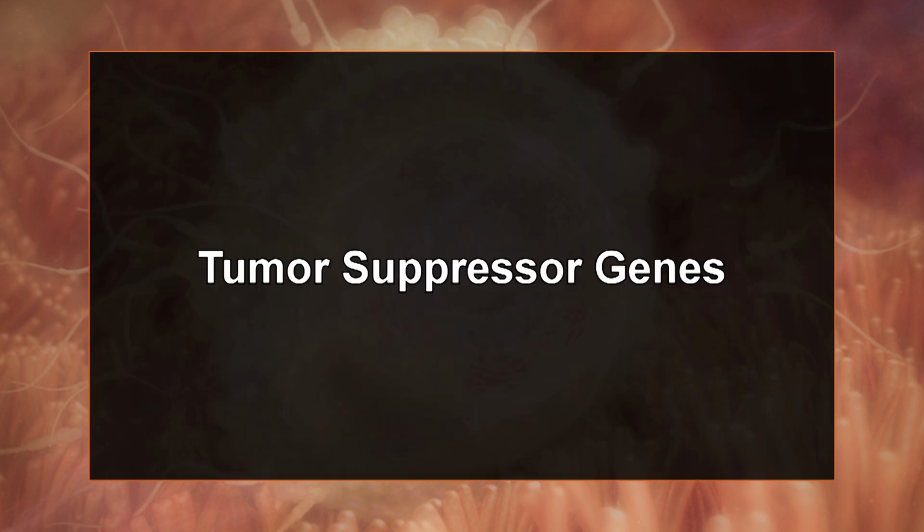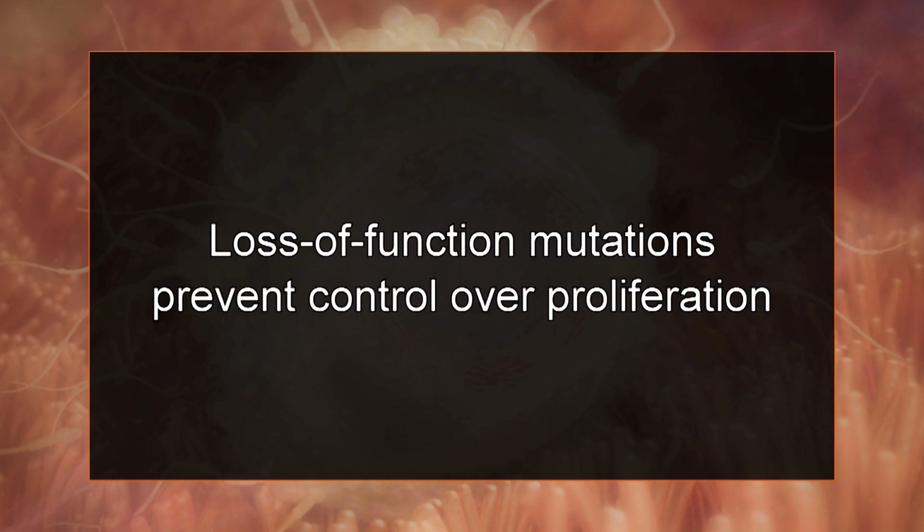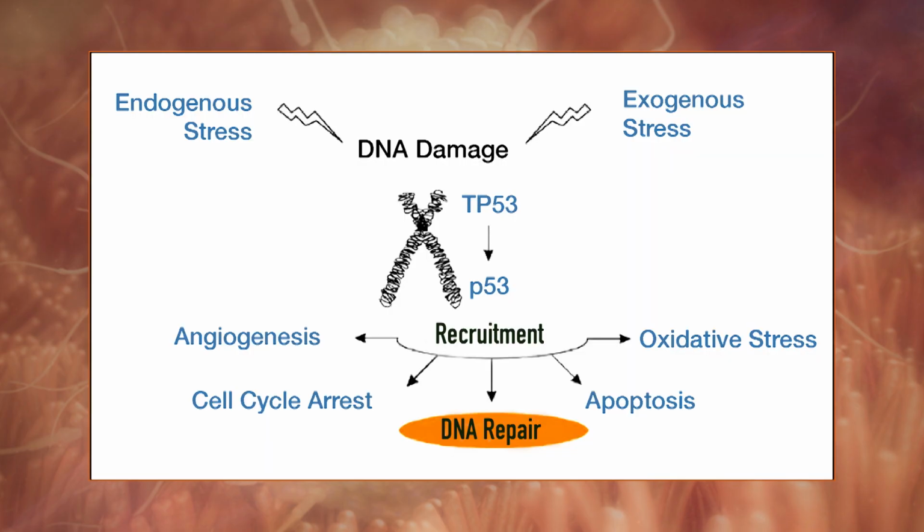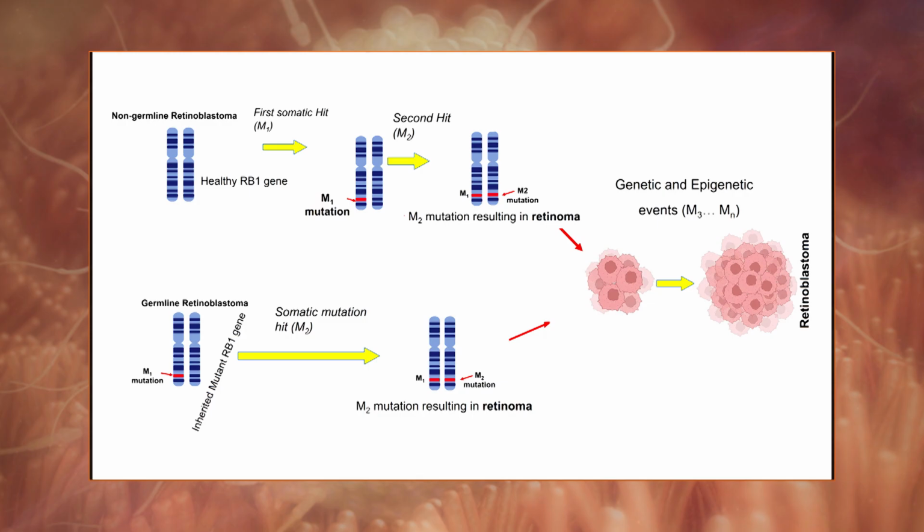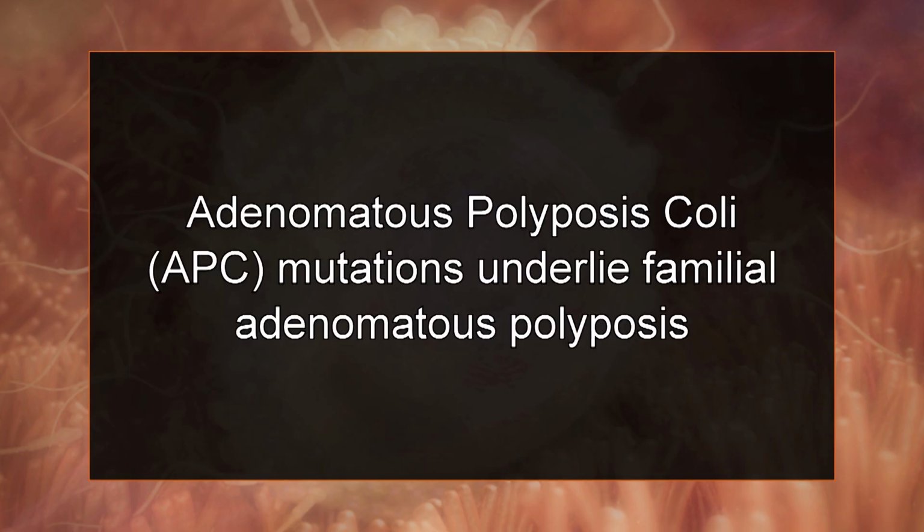Dear students, there are certain tumor suppressor genes. Loss of function mutations prevent control over proliferation. Like TP53, which regulates repair and apoptosis, mutated in 50% of cancers. Retinoblastoma 1 loss drives retinoblastoma and multiple carcinomas. Adenomatous polyposis coli or APC mutation underlies familial adenomatous polyposis.